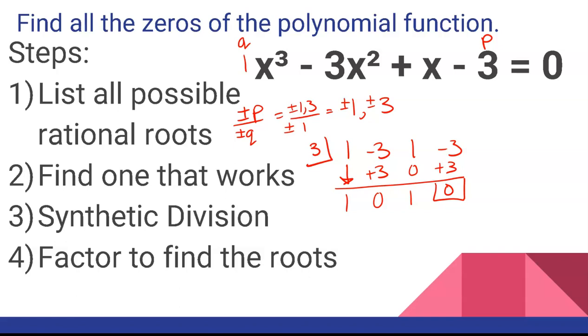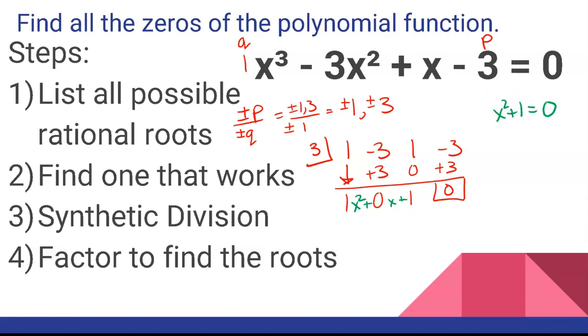Now I have to factor to find the other roots. What quadratic are we going to factor? Yeah, x squared plus 1. Good. Because it's x squared, x, right? And then 1. So x squared plus 1.